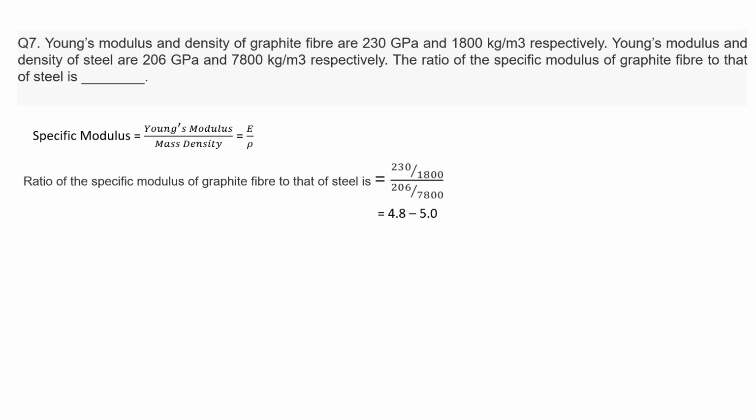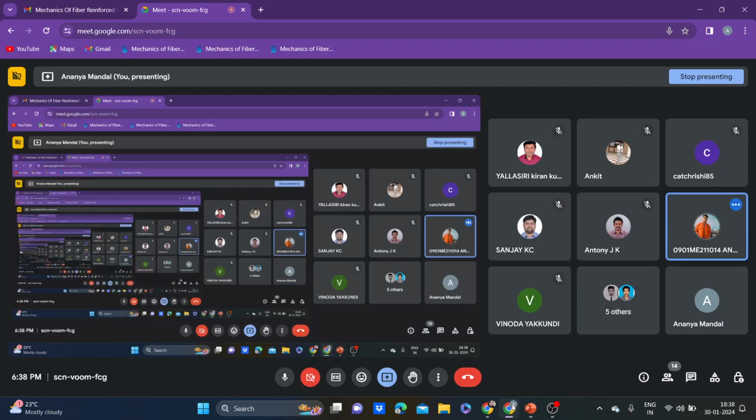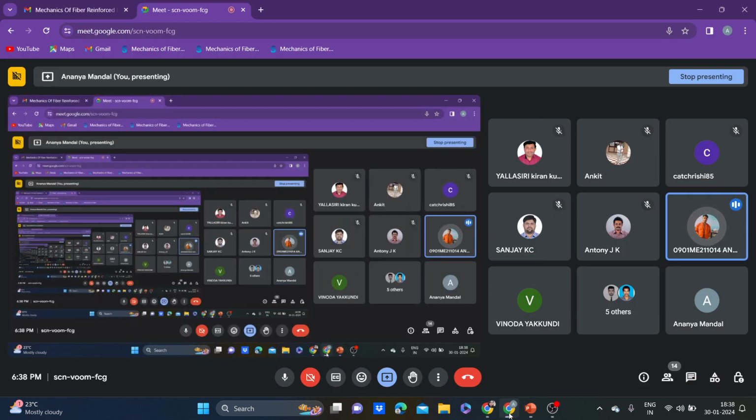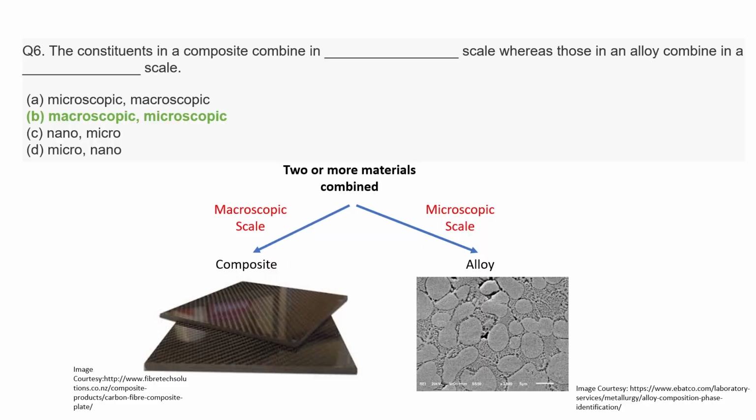Okay, so the next question, question number 7 is that Young's modulus and density of graphite fiber are 230 gigapascal. Ma'am, question number 6 did not happen. It happened, but it was probably not audible. Hello, did this question happen? The last question was question number 5. Okay, then I will discuss this one.